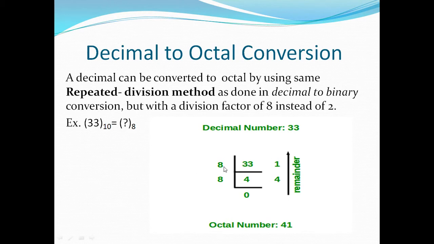8 4s are 32, 1 is the remainder, and we have kept the remainder here. Now 4 itself is a remainder, it can't be divisible by 8, so we have kept the remainder here. Again, here also we will write the answer from bottom to top. So the answer is 41. The octal equivalent of 33 is 41.